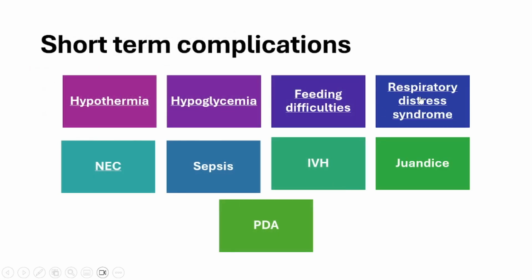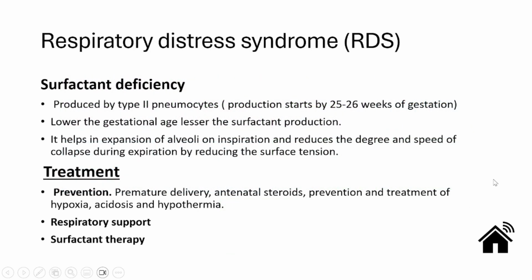Premature babies develop respiratory distress syndrome due to surfactant deficiency. Surfactant is basically produced by type 2 pneumocytes. Its production starts by 25 to 26 weeks of gestation. Hence, lower the gestation age, lesser the surfactant is produced and more chances of development of RDS in these preterm babies. Surfactant basically helps in expansion of alveoli on inspiration and reduces the degree and speed of collapse during expiration by reducing the surface tension.